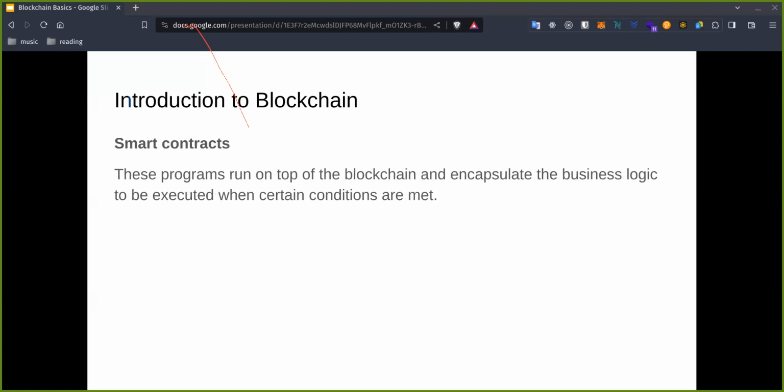So we can look at smart contracts. As we said, smart contracts are programs that can run on top of the blockchain. They encapsulate business logic that is executed whenever certain conditions are met. That's why they're very good at handling escrow payments, and also very complex logic. You can write it on the blockchain network because of smart contracts.